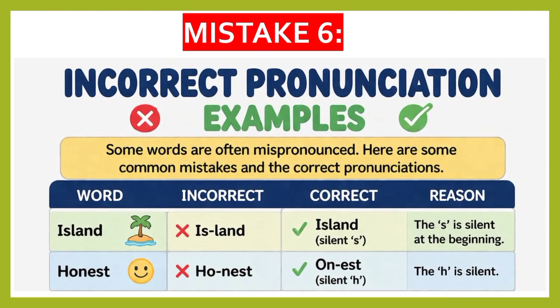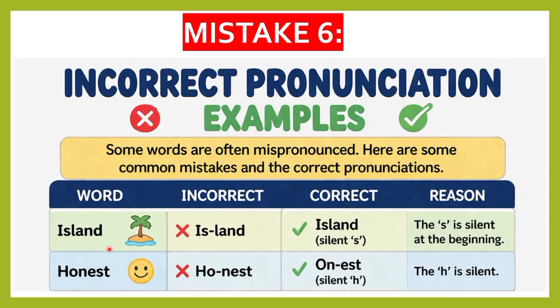Mistake number 6, which is incorrect pronunciation. When you pronounce any word incorrectly, remember, students directly copy the teacher's pronunciation. So daily practice is very important. Some words are often mispronounced. Here are some common mistakes and correct pronunciations. So here are the words and their incorrect pronunciation, then correct pronunciation, and the reason behind it is also given.